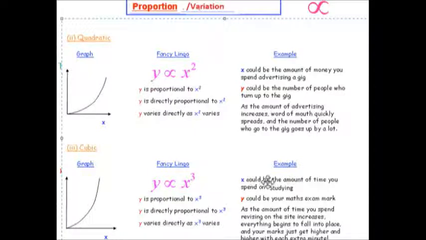An example could be x being the amount of time that you spend studying, and y being your maths exam mark. So that's an example of cubic variation.